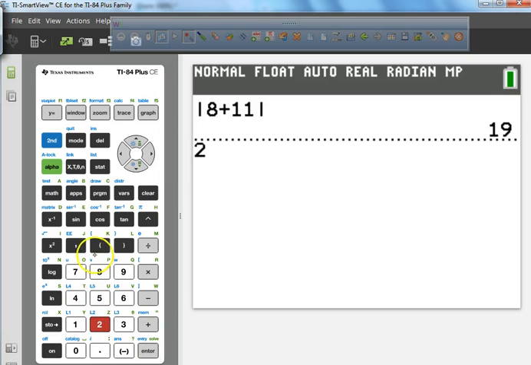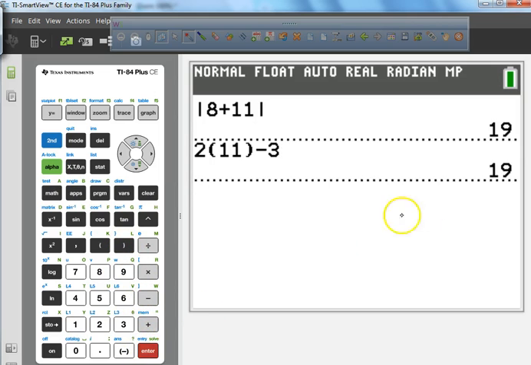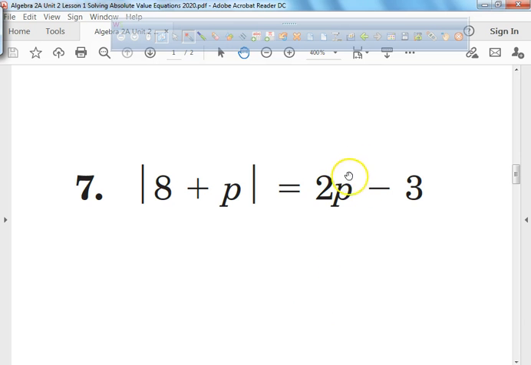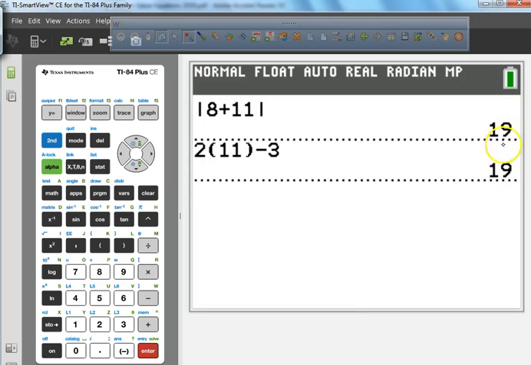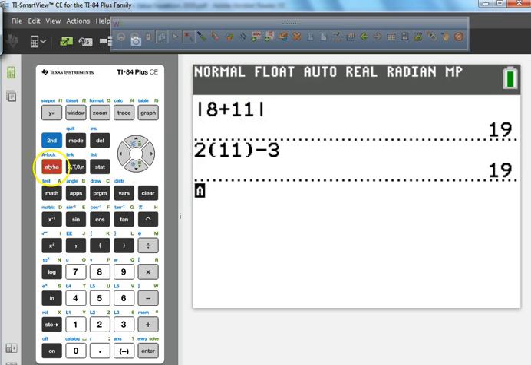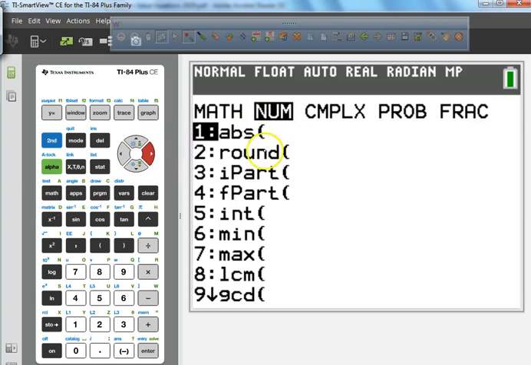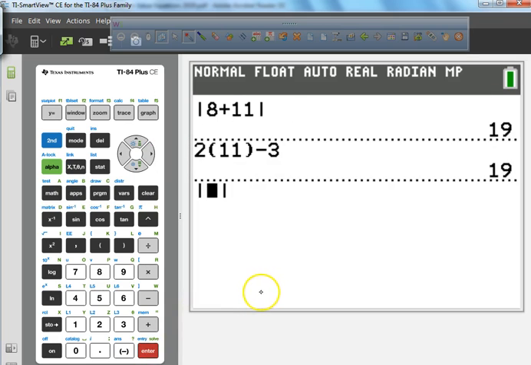But if I do 2 times 11 minus 3, we also get 19. If you're wondering what I did, all I did was plug in an 11 right there. And what did we end up getting? These numbers match. So what does that let us know about this number 11? It works. But by the way, another way to get to the absolute value is hit the math button, go to the right where it says number, and hit enter for ABS.